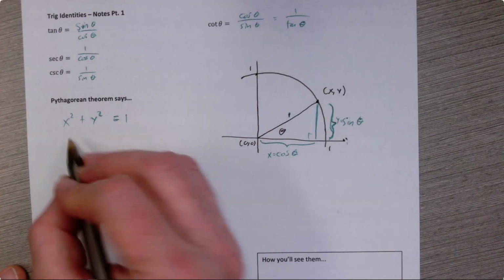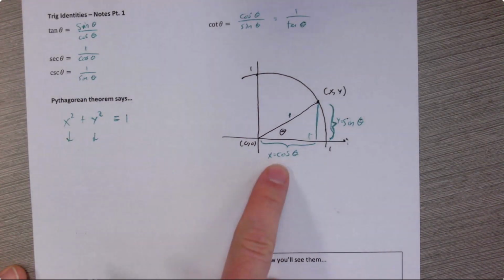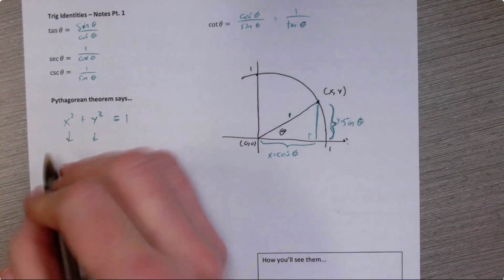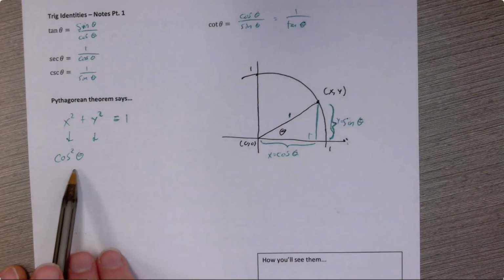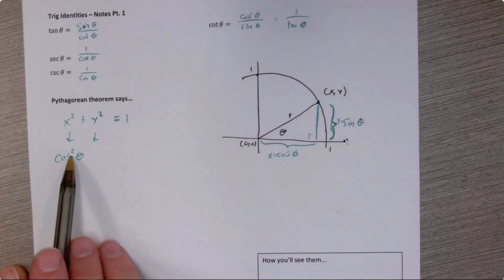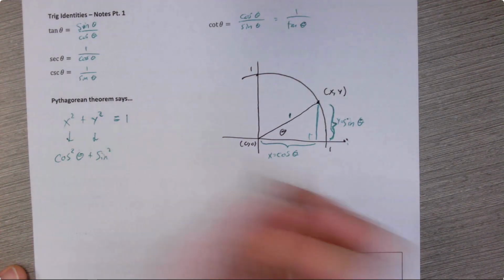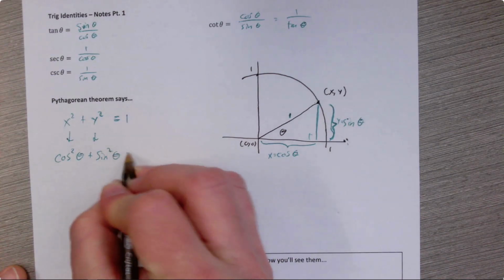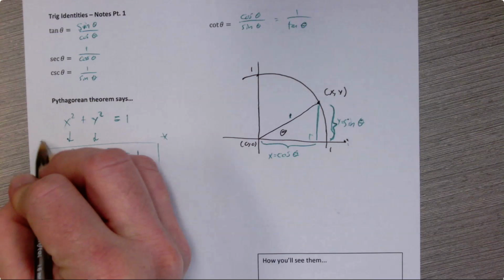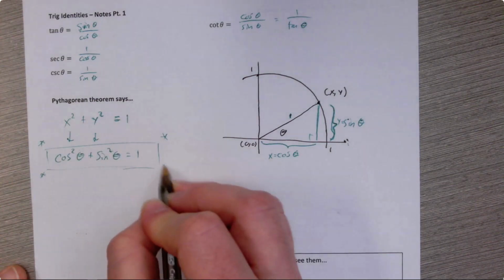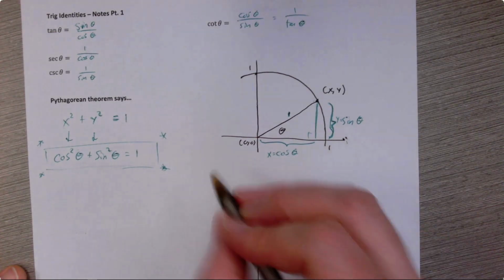All right, so here's the identity. If x is cosine and y is sine, you can make the substitutions, and you've got, write it down this way, which might be a new way of writing it for you: cosine, and then the 2 is an exponent, and then sine, and then the 2 is an exponent, equals 1. If you want to make some decorative marks, you could. That's the Pythagorean identity.